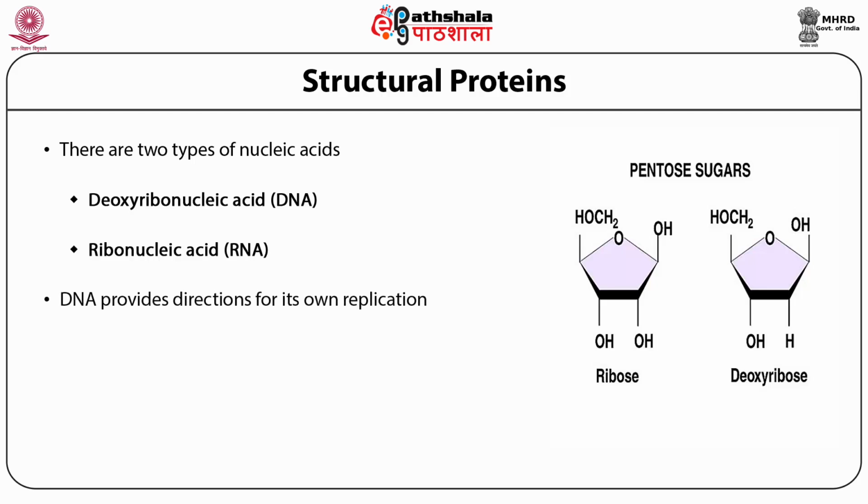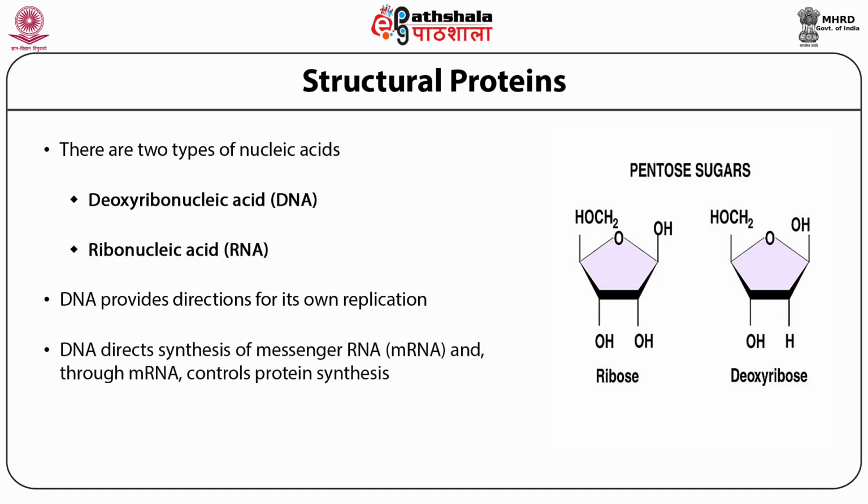DNA provides direction for its own replication. DNA directs synthesis of messenger RNA, mRNA, and through mRNA controls protein synthesis. Protein synthesis occurs on ribosomes. So the basic difference between ribose and deoxyribose is whether the second carbon has the hydroxy group. If it is present, that is ribose. If not present, that is deoxyribose.